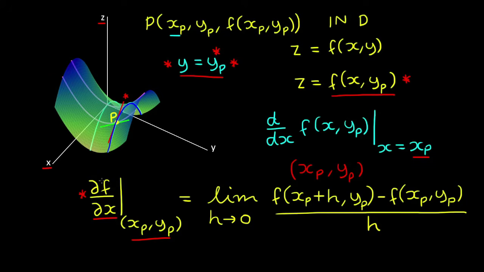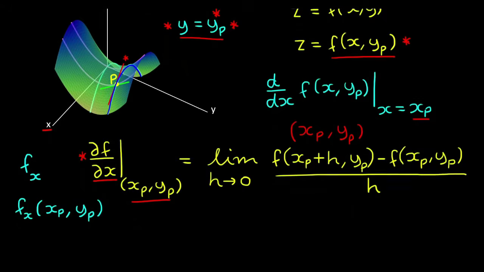So a common notation used for the partial derivative of the function f with respect to x is f with a subscript x, or the partial derivative of f with respect to x evaluated at a specific point, we will put the coordinates of the point in brackets, or you might have the partial derivative of z with respect to x and so on.